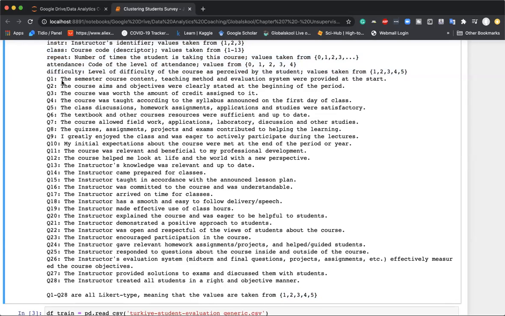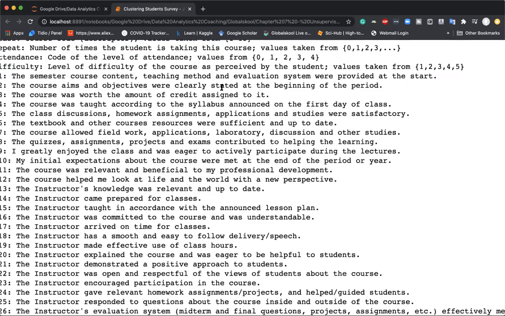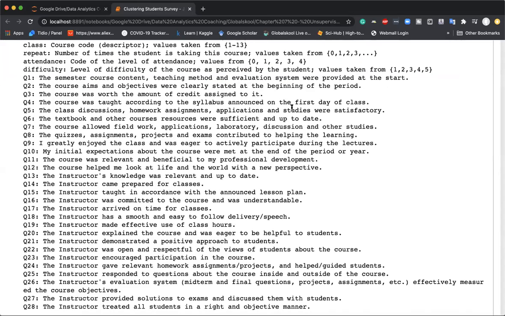So let's say question 1 is: the semester course content, teaching method, and evaluation system were provided at the start. A high value here means the teacher has explained the entire course content. He has set the rules for the classes and told how they'll be evaluated or not. And a low value, or a value of 1, is probably where the teacher has not explained these ideas.